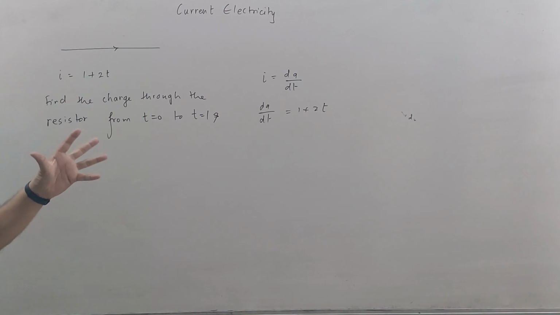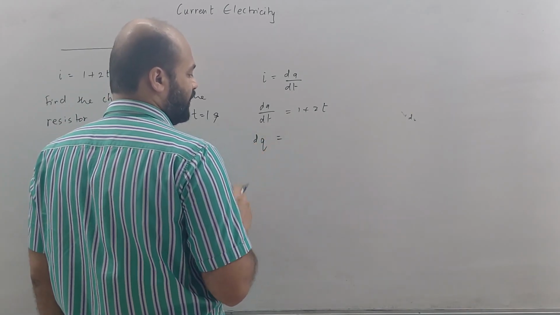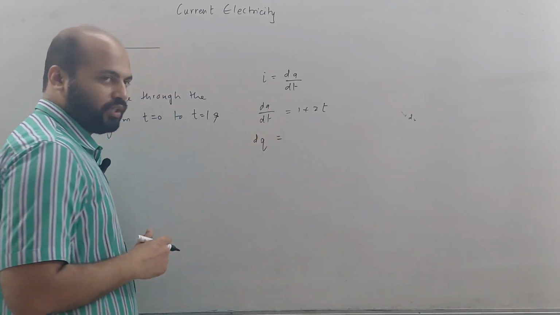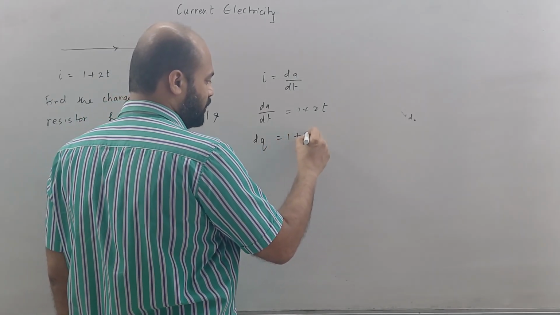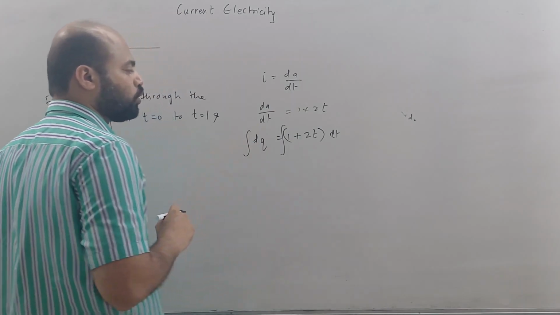Now this is a differential equation which every NEET aspirant must be able to solve. dq will keep on one side and dt will take on the other side. So what will happen is this is what we'll get. Now integrate on both the sides.